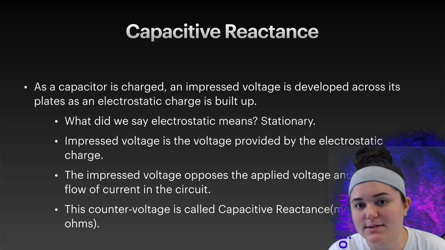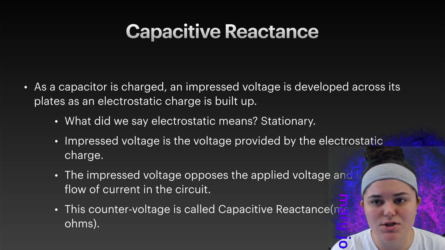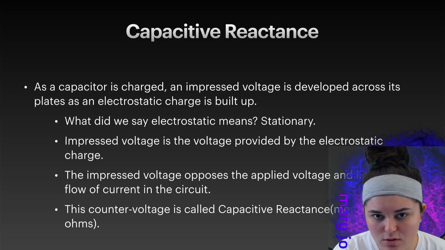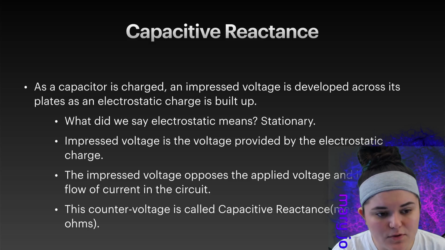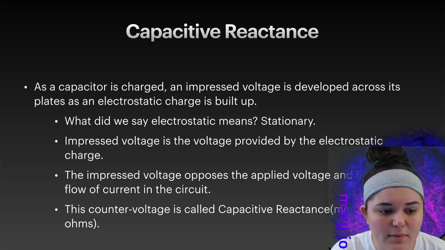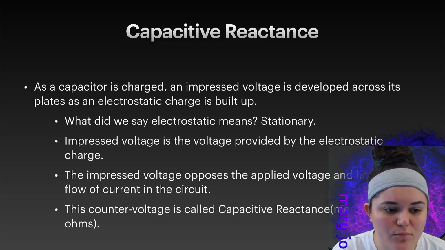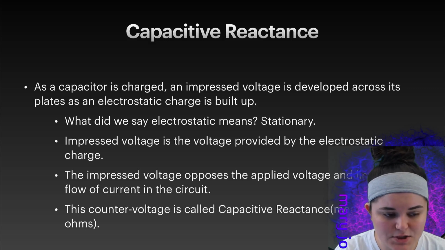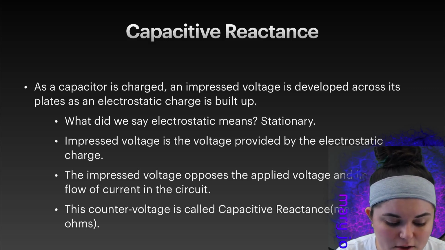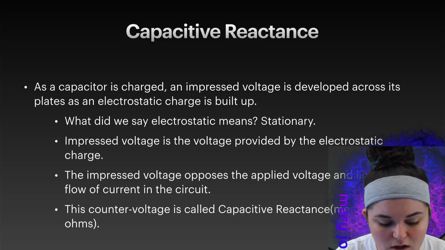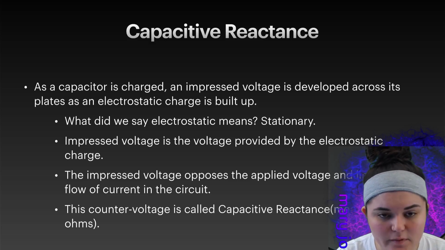Capacitive reactance. As a capacitor is charged, an impressed voltage is developed across its plates as an electrostatic charge is built up. And if you remember in the last video, what do we say electrostatic means? That means stationary. There's no moving parts. Impressed voltage is the voltage provided by the electrostatic charge. The impressed voltage opposes the applied voltage and limits the flow of current in the circuit. This counter voltage is called capacitive reactance, and it's going to be measured in ohms.